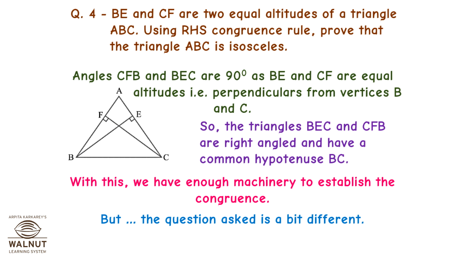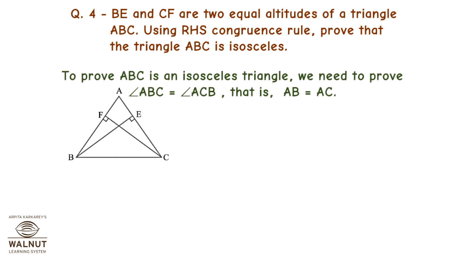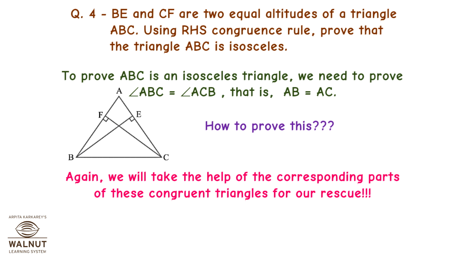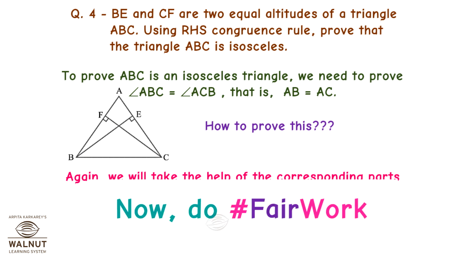But the question asked is a bit different. To prove ABC is an isosceles triangle, we need to prove angle ABC is equal to angle ACB, that is, AB is equal to AC. How to prove this? Again, we will take the help of corresponding parts of these congruent triangles for our rescue. Now, do fair work.